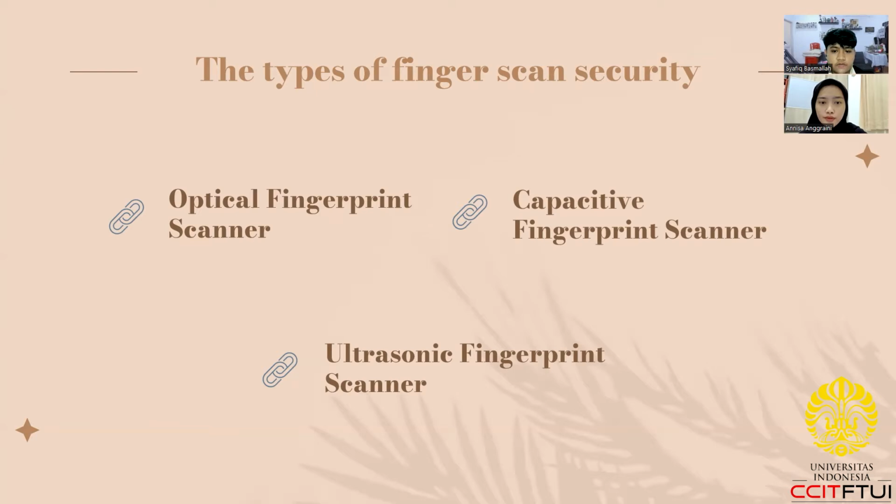And the second is the capacitive fingerprint scanner. The functionality of a capacitive sensor works similar to the optical sensor. However, the digital pattern is generated through electrical voltage. In contrast to the optical scanner, the user swipes their finger over the scanning surface.